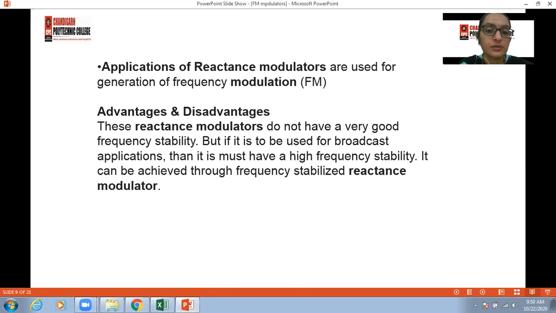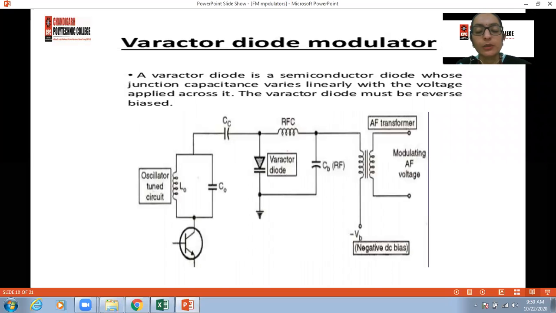It can be achieved through the frequency stabilized reactance modulator. I hope this is clear to you all. Now let us start with the Varactor diode modulator.